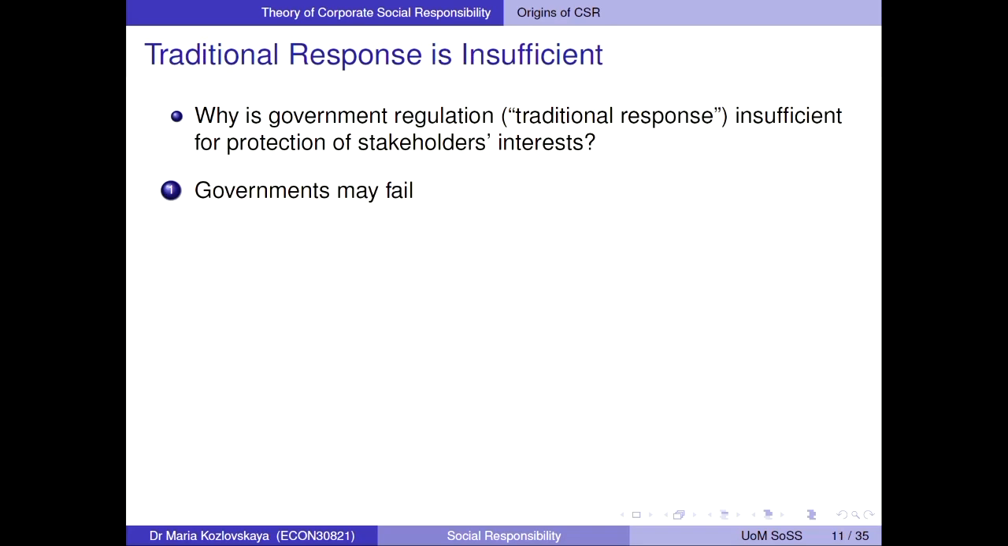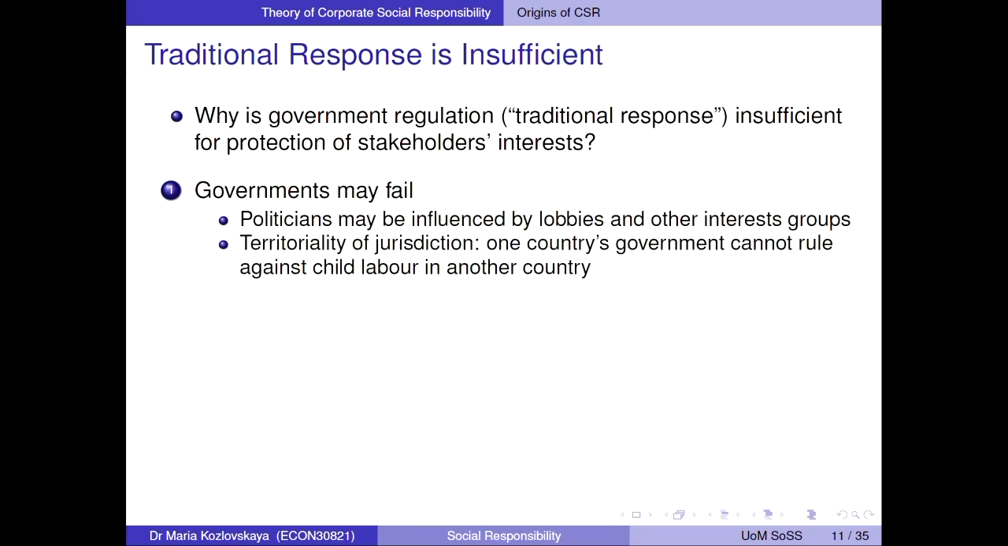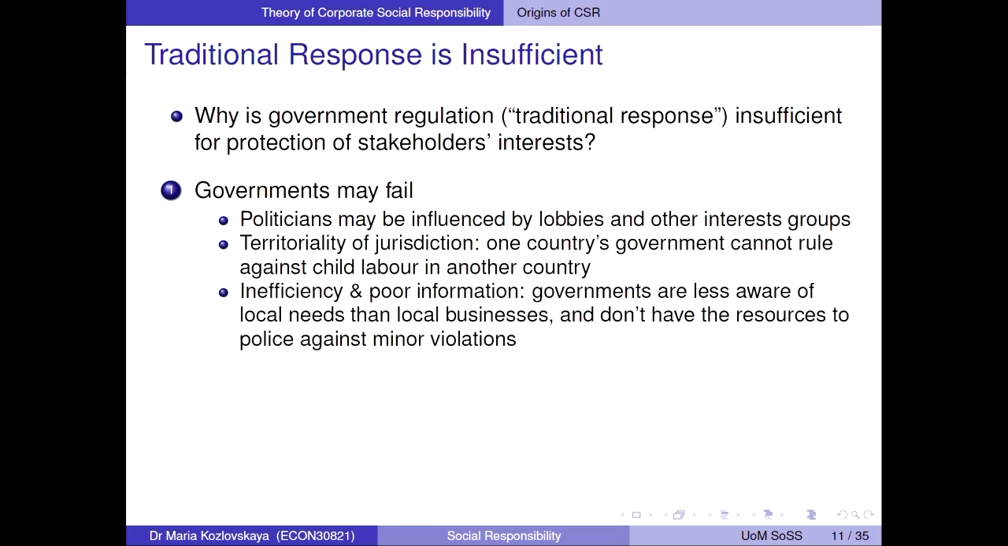In economics, because we study markets, we talk a lot about market failures, about how markets fail. But governments may fail as well. Politicians might be influenced by lobbyists and corporations themselves. Secondly, governments only have power over the territory of the country, and they're powerless when it comes to trying to enforce protection of stakeholders in other countries. No one can rule against child labor in a different country.